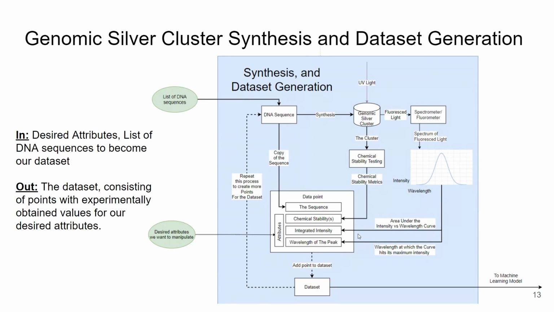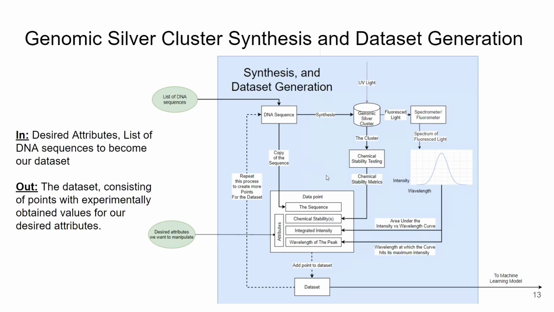So those are two of the properties that we care about controlling, because we care about how bright it is, and we care about essentially what wavelength it is. We want it to be in the near IR spectrum. And then finally, we're also going to be doing chemical stability testing on the cluster, and we would put the chemical stability metrics in there, which we don't have at the moment. And all of this comes together.